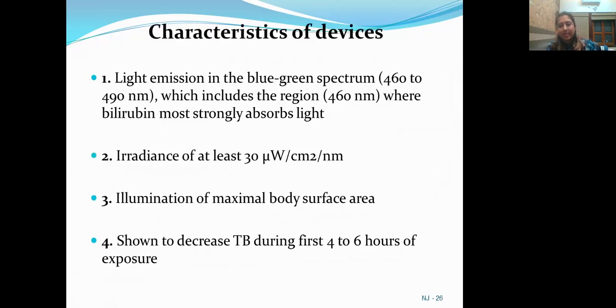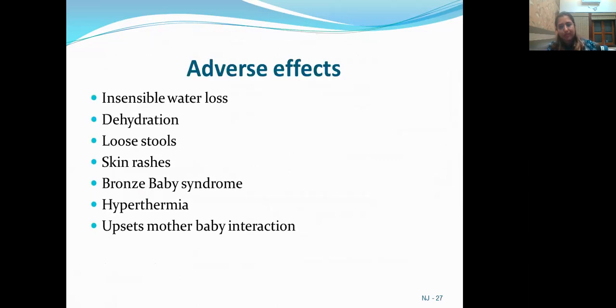Now coming to the characteristics of the phototherapy devices, we basically use light emission bulbs or LED devices in the blue-green spectrum, that is 460 to 490 nanometers, which includes the region where bilirubin most strongly absorbs light, that is 460 nanometers. It needs an irradiance of at least 30 microwatts per centimeter square per nanometer. And illumination of maximal body surface area is aimed at. And if given properly, then it is shown to decrease total bilirubin during the first 4 to 6 hours of exposure itself.